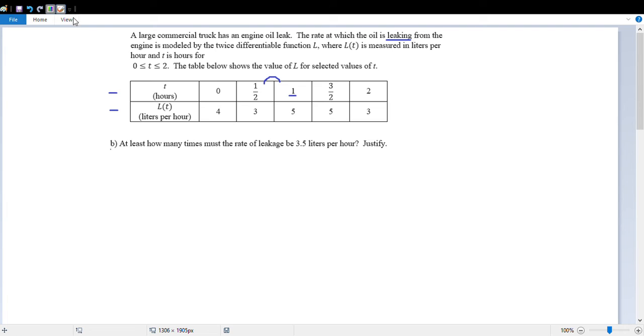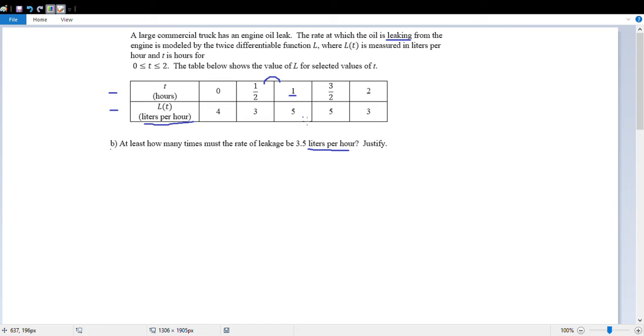Okay. Next question. At least how many times must the rate of leakage be 3.5 liters per hour? Okay, so that is a value for L. Liters per hour perfectly matches this. They're asking how many times must L, a value here, be 3.5. Obviously, it never occurs on our table. It could occur on our table, but it wouldn't necessarily tell us the answer there.